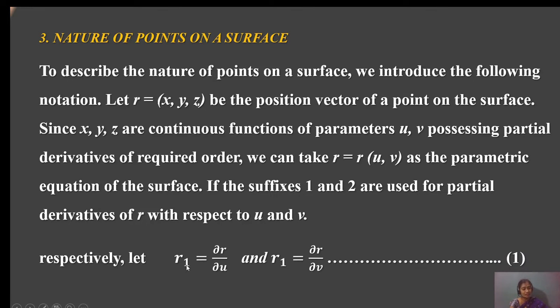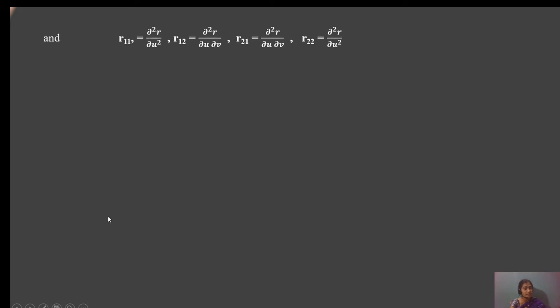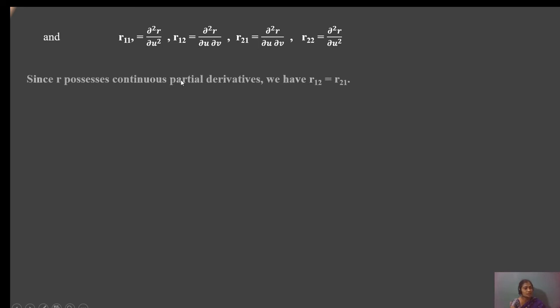Let r1 equals del r upon del u and r2 equals del r upon del v. This is the first equation. The second equations are r11 equals del square r upon del u square, r12 equals del square r upon del u del v, r21 equals del square r upon del u del v, and r22 equals del square r upon del v square.